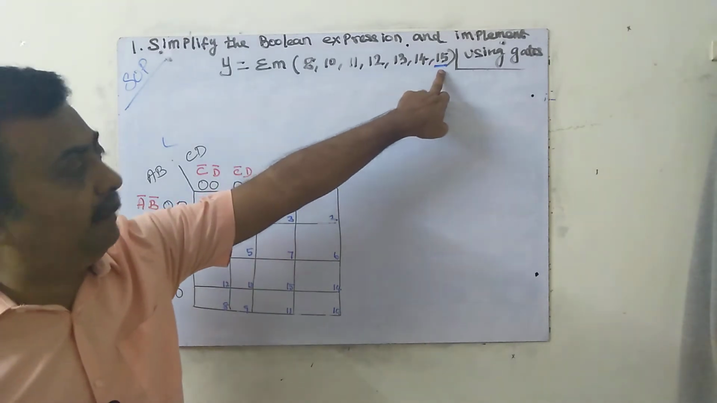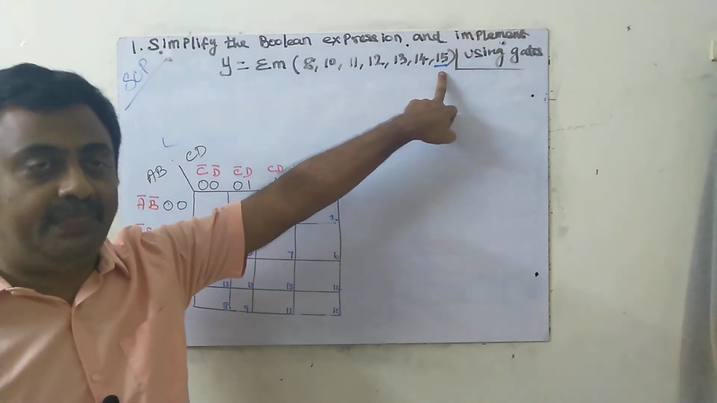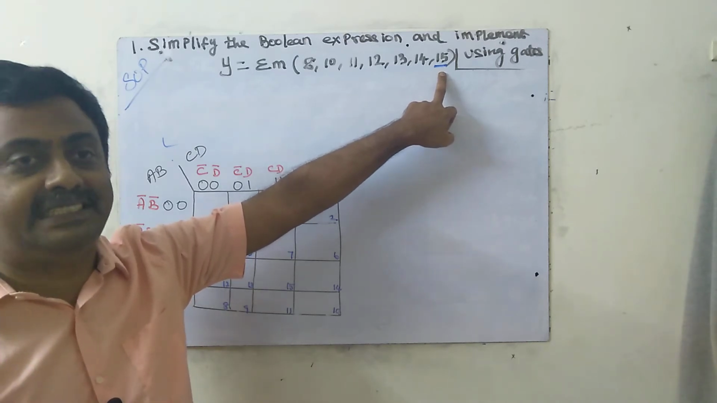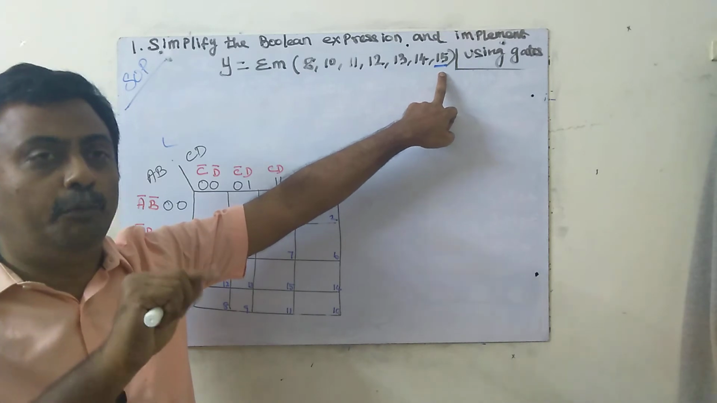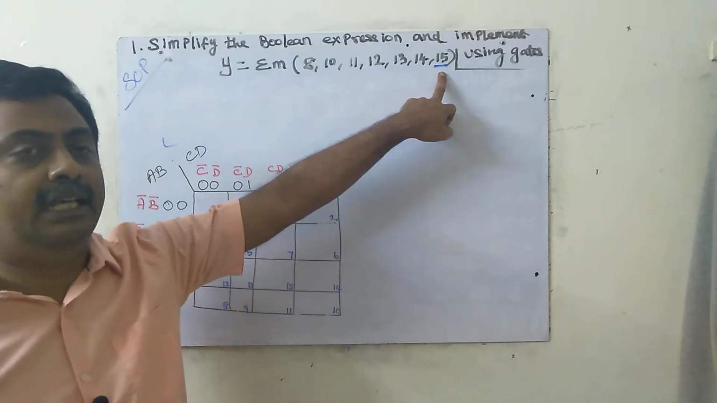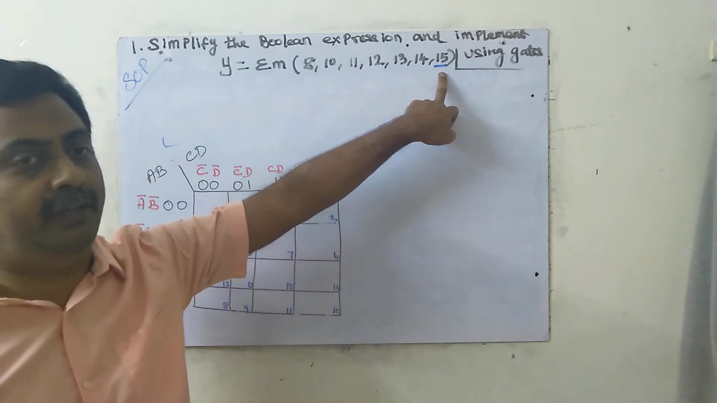Second thing, what is the maximum value? If the maximum value is 3, it is 2 variable. If the maximum value is 7 or less than 7, it is 3 variable. Less than 7 means it should be between 4, 5, 6. 8, 9, 10 like this, up to 15, it is 4 variable.